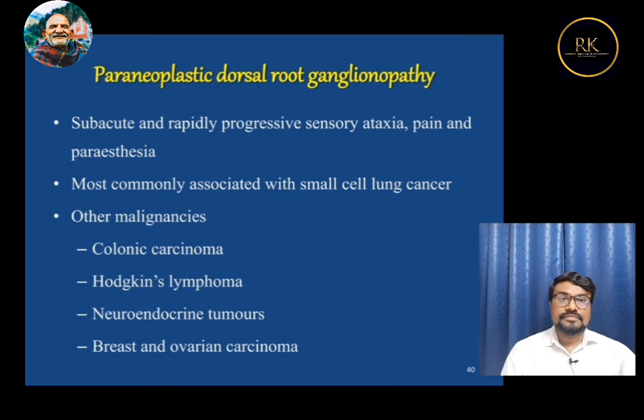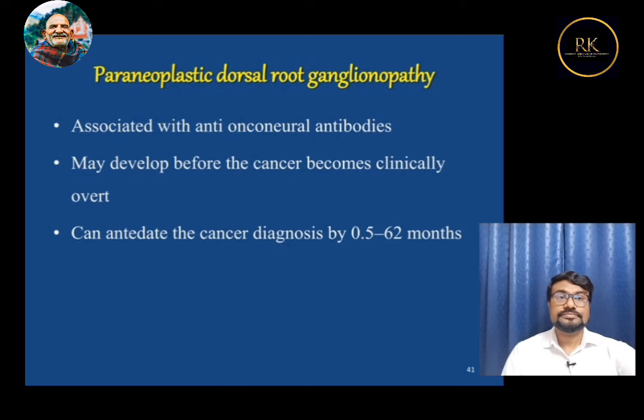This subacute and rapidly progressive sensory ataxia, pain and paresthesia, is most commonly associated with small cell lung carcinoma, Hodgkin's lymphoma, neuroendocrine tumors, and breast and ovarian carcinoma. Paraneoplastic dorsal root ganglionopathies can also be associated with anti-onconeural antibodies and may develop before the cancers are clinically detected or clinically apparent.